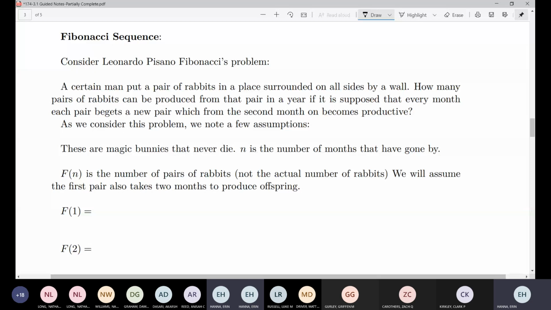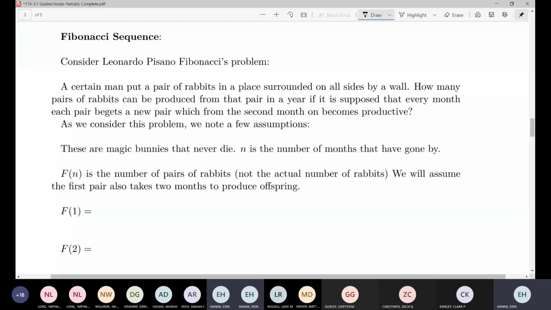And he put a pair of rabbits to begin, and he wants to essentially know how many pairs of rabbits will be produced from that pair of rabbits in a year. It's supposed to be that every month each pair is going to beget, that's a fancy word, a new pair, from the second month on when it becomes productive. So essentially, if they're in there for 2 months, suddenly there's a new pair of rabbits. And that new pair will also make new rabbits, but the other pair was still making new rabbits.